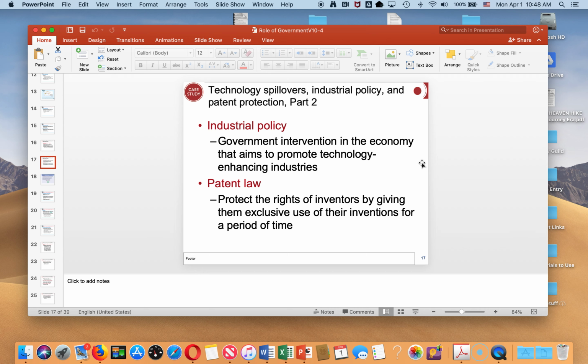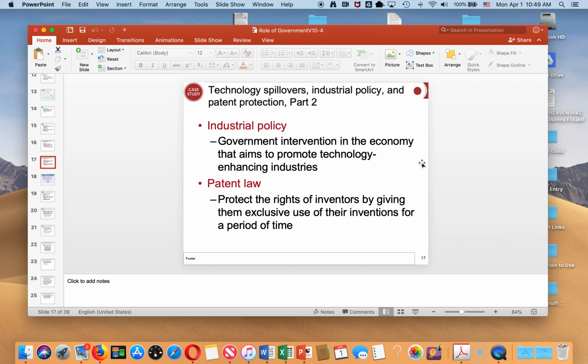Now, another one that is done all the time in the US and elsewhere is patents. A patent law is something set up by the US government, and it literally protects the rights of inventors by giving them exclusive use of their inventions for a period of time. So, anybody who has an invention can register this with the patent office, and then they would get exclusive rights for a period of time. I would think it's about 17 to 20 years. This is oftentimes done with really any manufactured product, and in particular, it's done for drugs.